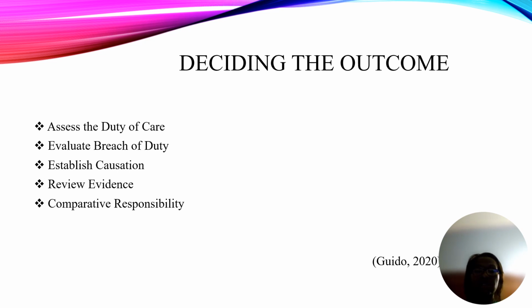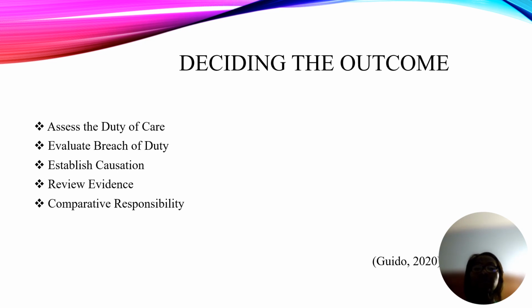Deciding the outcome. Assess the duty of care. Evaluate breach of duty. Establish causation. Review evidence. Comparative responsibility. Clinic staff have a critical role in patient care, particularly when symptoms of potential cardiac events arise. Nurses may recognize warning signs such as chest pain radiating to the arm, diaphoresis, and shortness of breath, and promptly escalate care.